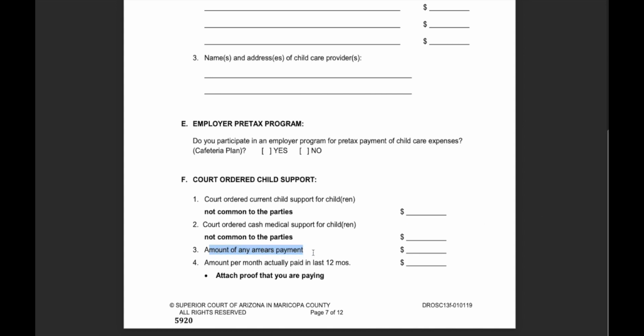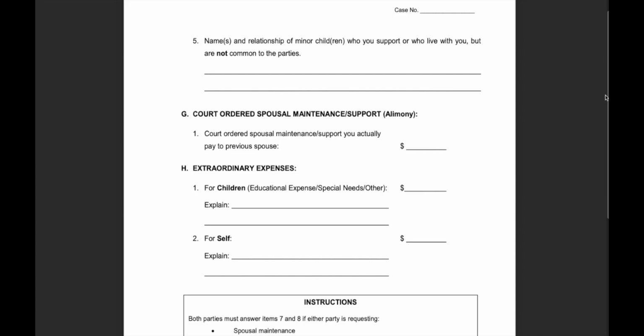The amount for any arrears payments is the same thing. Attach the amount per month actually paid in the last 12 months. So if this is appropriate to you and you are paying child support for children outside of the parties, you will need to get your case history child support list and indicate the full amount.